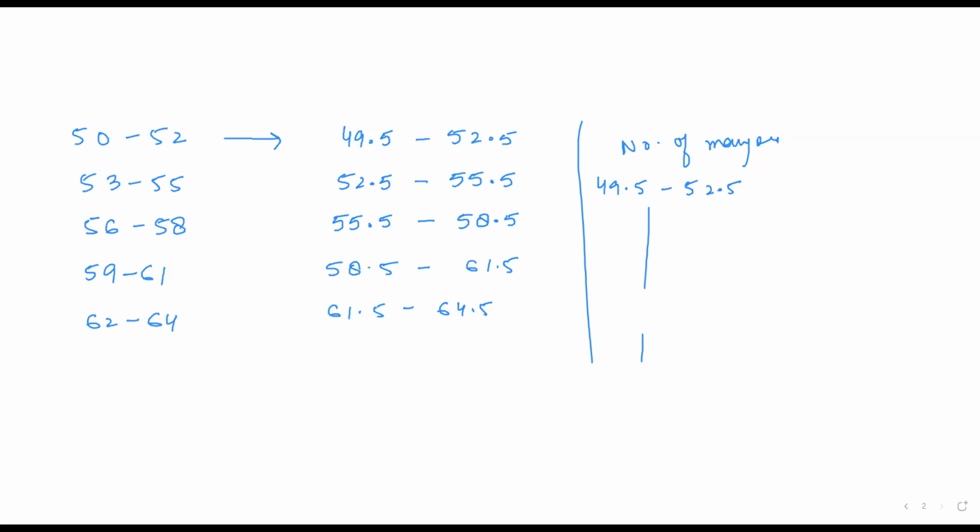Ma'am, should we take h as 3 or 2? Yes, question number 5, right? Yes, ma'am. So you just subtract 52.5 minus 49.5. So you get 12 minus 9, which is 3. So 3 you will take. Okay, ma'am.